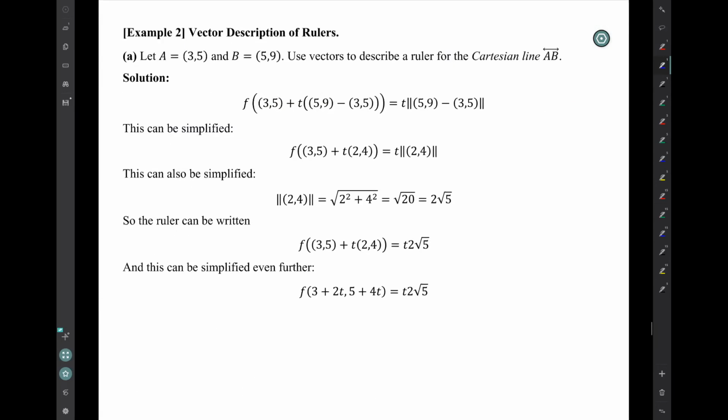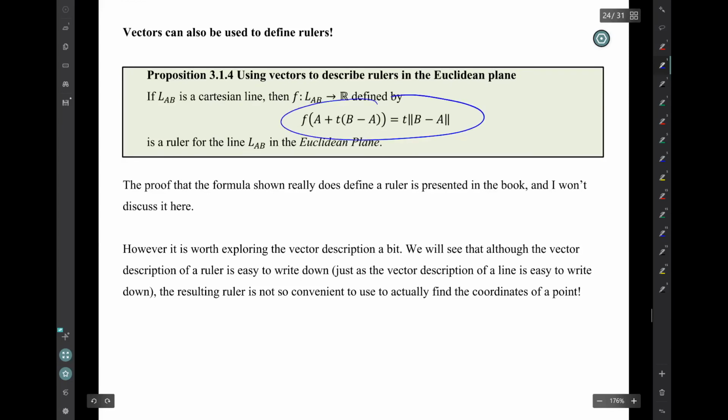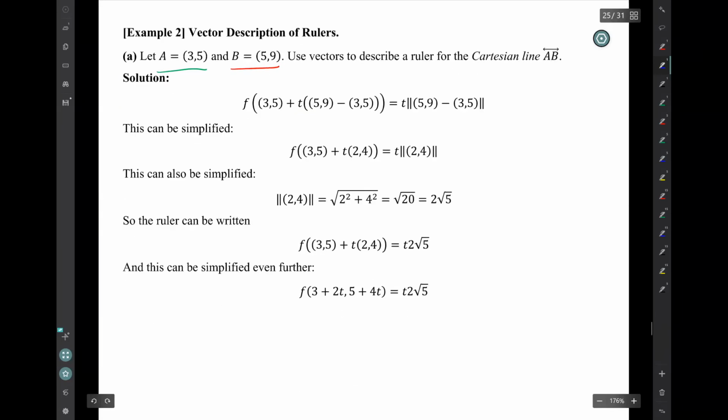So for example, let's let A be the point 3, 5, and let B be the point 5, 9. Use vectors to describe a ruler for Cartesian line AB. Now you'll recognize those points. We used vectors to describe that line earlier in the previous example. Well, here we go. We just use that prescription, build that, and it looks like this. We put the ordered pair for A there and there and there. We put the ordered pair for B there and there, and that's our description.